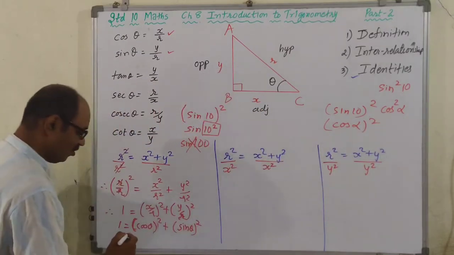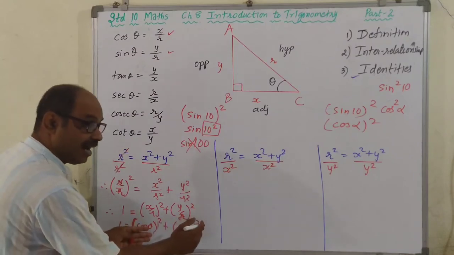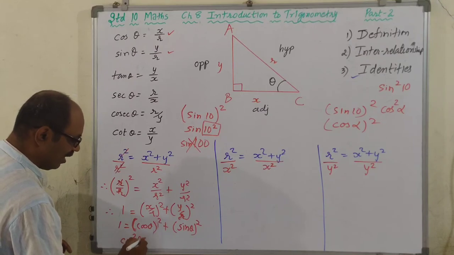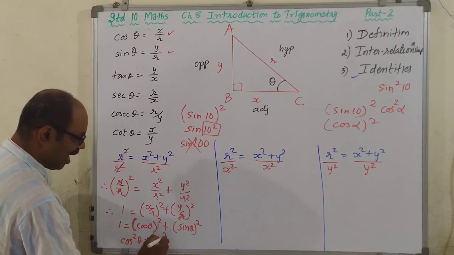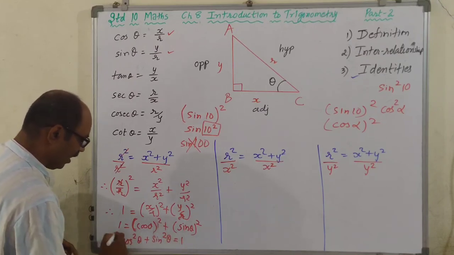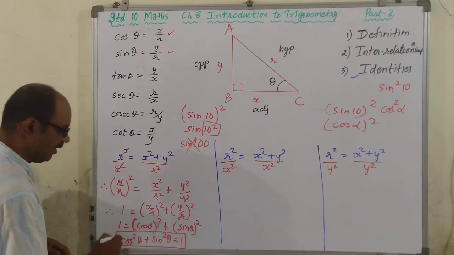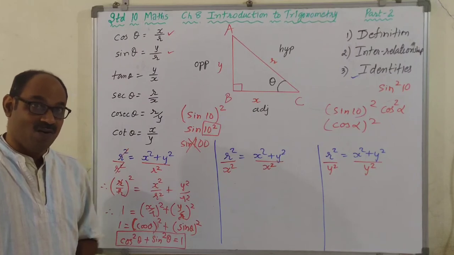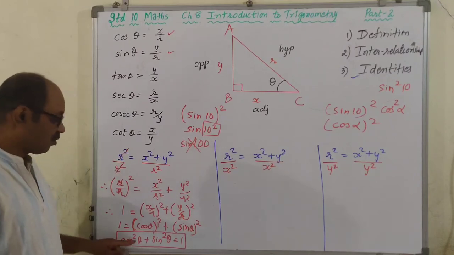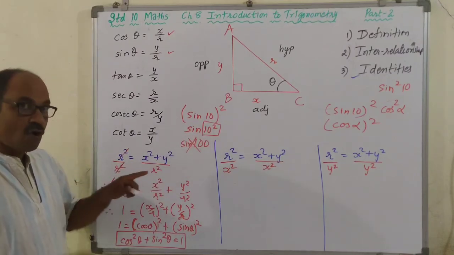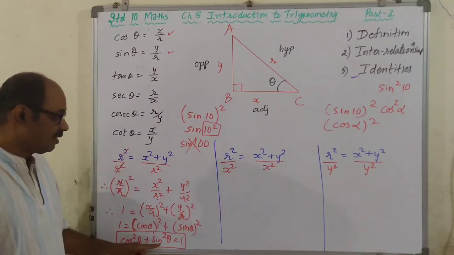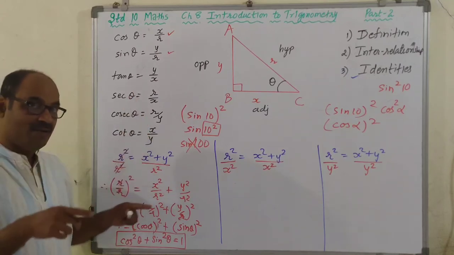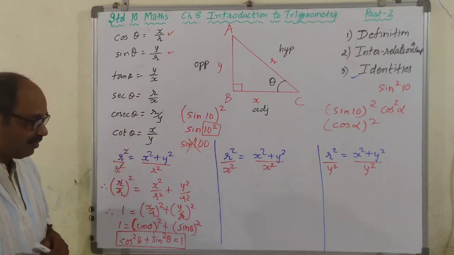So here you can write the right hand side on the left hand side. Cos square theta plus sin square theta is equal to 1. This is the first identity. Cos square theta means cos theta whole square. Sin square theta means sin theta whole square. But when you write in that form, the bracket is a must.